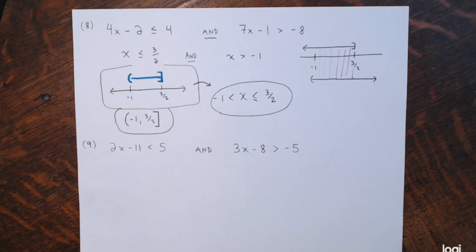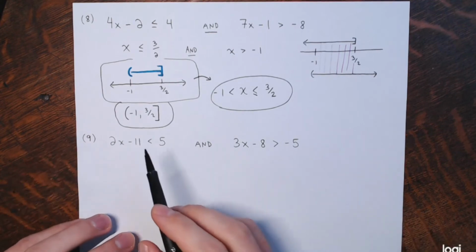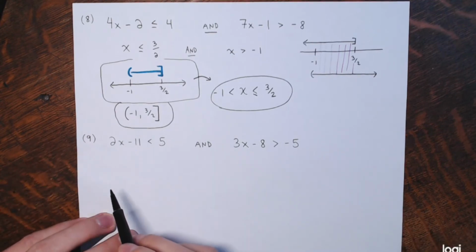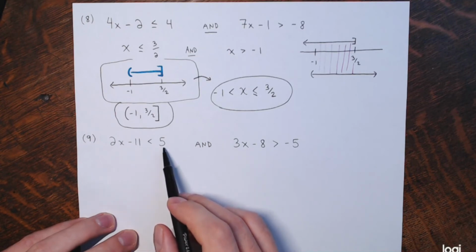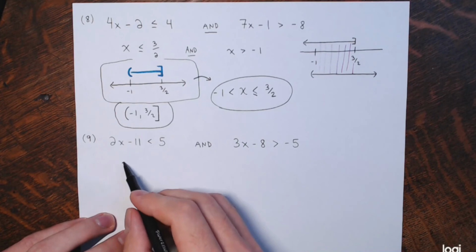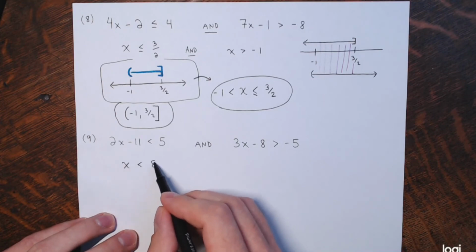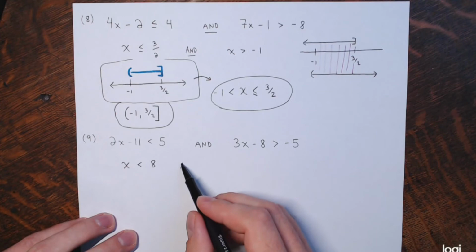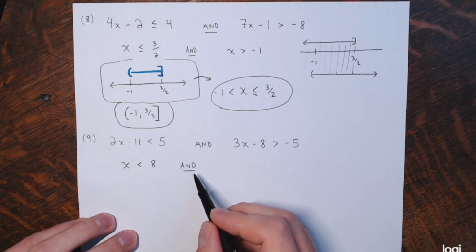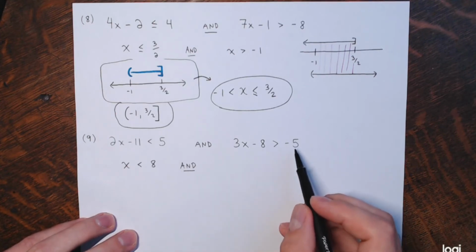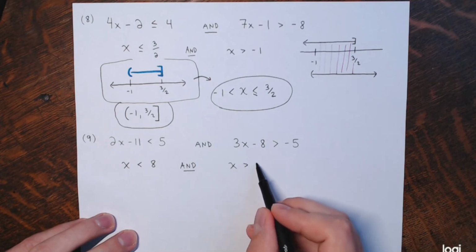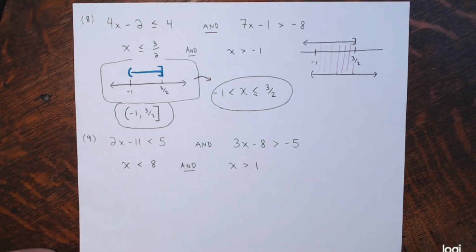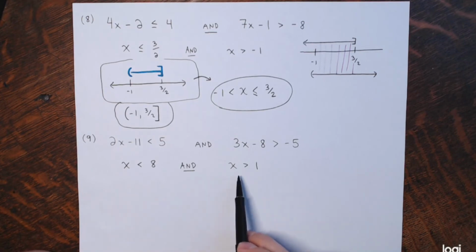It means the same thing. Okay, so kind of on a roll here. All right, next one, example 9. This inequality, I'd add 11 to get 16, divide by 2 to get 8, and the inequality would not have flipped. So x is less than 8. And here I would add 8 to get 3, divide by 3 to get 1, and the inequality would not have flipped. Right, so x is less than 8 and x is greater than 1.